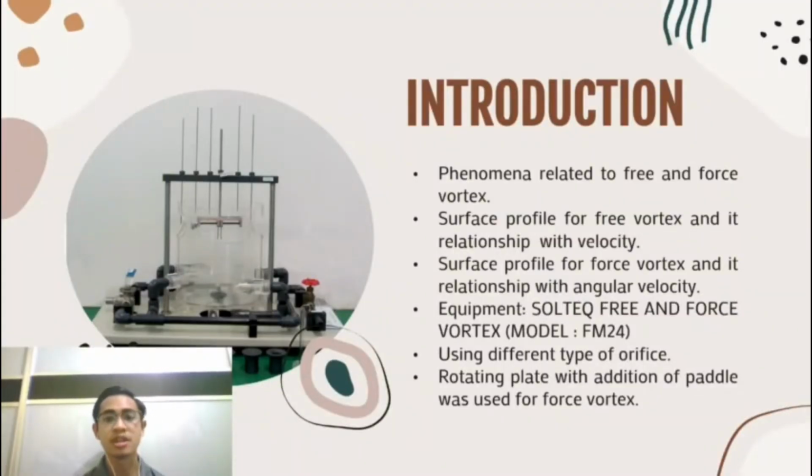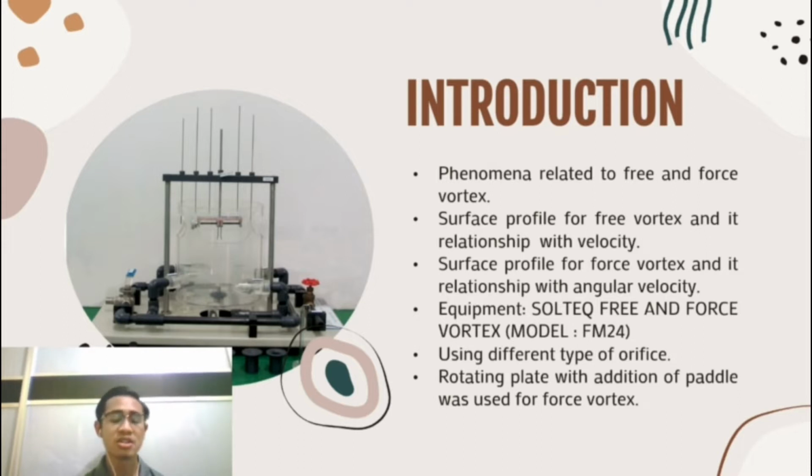Introduction. In this experiment, we conducted an experiment to study the free and forced vortex. There are three main objectives that we want to know based on the results that we get from this experiment. The first objective is to study the phenomena related to free and forced vortex. The second objective is to know the surface profile of a free vortex and its relationship with velocity.